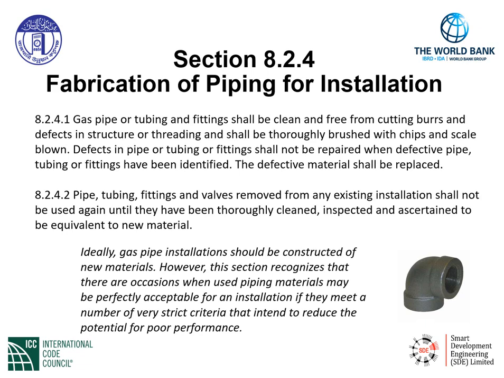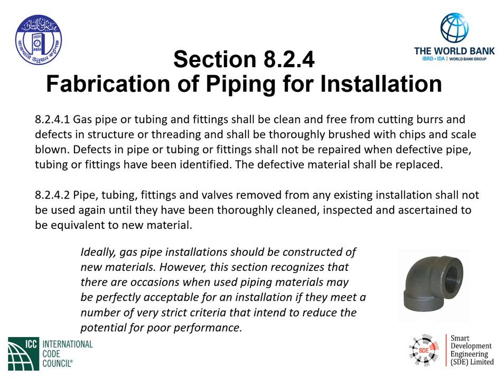Section 8.2.4 is the section that we go to for fabrication of piping for installation. Now, when we enter this section, we are given some information here regarding gas piping, tubing, and fittings. 8.2.4.1 gives us this initial information and requirement for this piping to be installed accordingly.